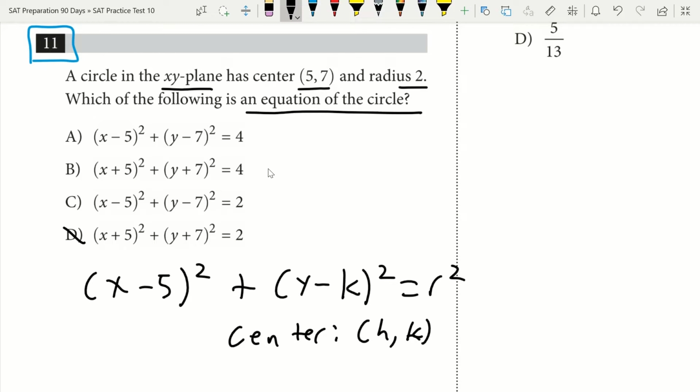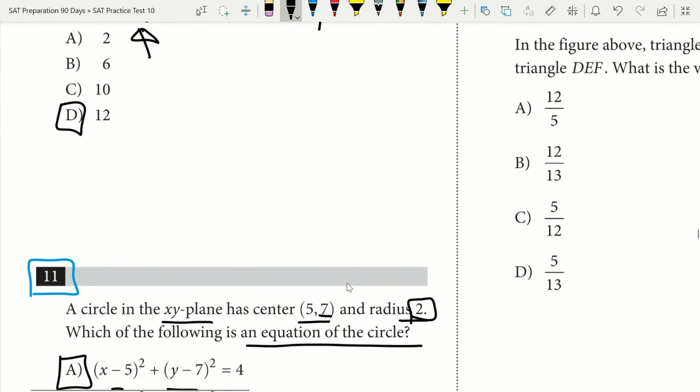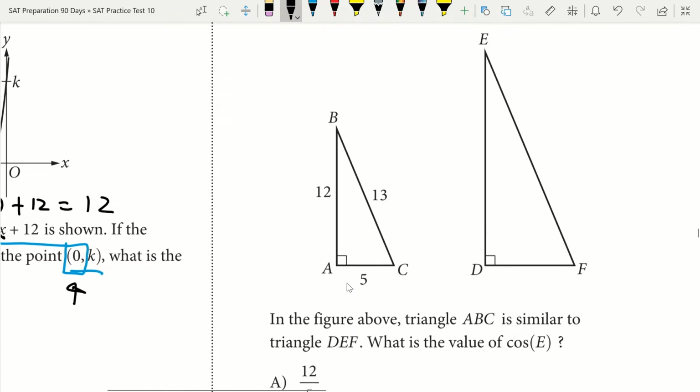We see that we can go ahead and get rid of D and get rid of B, and then we have a 7 for our y value. So we can go ahead and put (y minus 7) squared right there. Find our answer choice that matches that. We see that we've got 2 of them so far. Next thing we see is that our radius has to be squared. Our radius is 2. What is 2 squared? Well, we know that 2 squared is going to equal 4. Okay, so our radius squared then must be 4. We get rid of C and we see that we have answer choice A as our correct answer. Now we can go ahead and move on to question 12. So as far as tips for this one, it's really just understanding the equation of a circle is all you need to know for number 11.